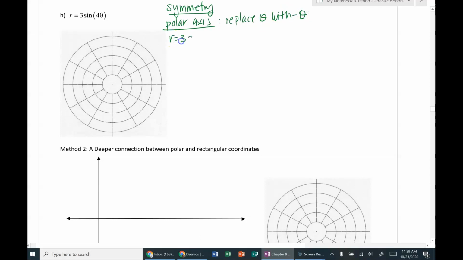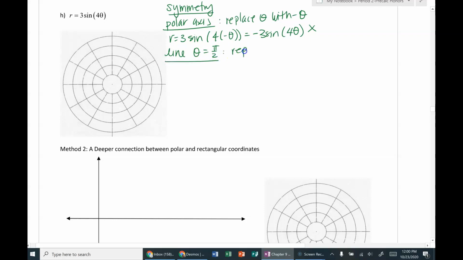So r equals 3 times sine of 4 times negative theta. This is immediately negative 3 times sine of positive 4 theta. Not symmetric to that. Then next we want to do the line theta equals pi over 2.